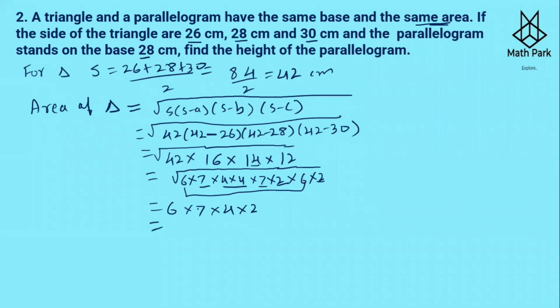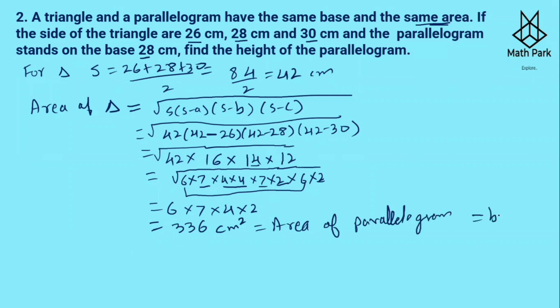So we have 6 sevens are 42. 42 into 8, 4 twos are 8. 42 into 8, we get 336 centimeter square as the area of the triangle, and this is also the area of the parallelogram because both of them have the same area. So now the area of a parallelogram, we know, is base into height, where the base is given as 28. So we have 28 into h is equal to 336.